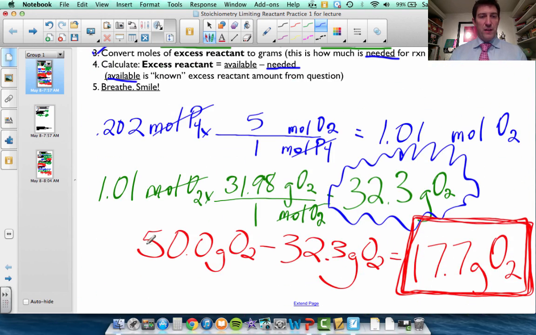We've got our 50 grams of oxygen minus our 32 grams of oxygen, which is how much is going to be used up. When we do the simple math, we subtract those two, we end up with 17.7 grams of oxygen. And what that means is we'll have 17.7 grams of oxygen left over when we're done, and now we can breathe, and of course we can finally smile.